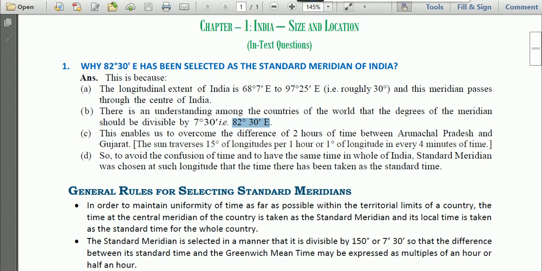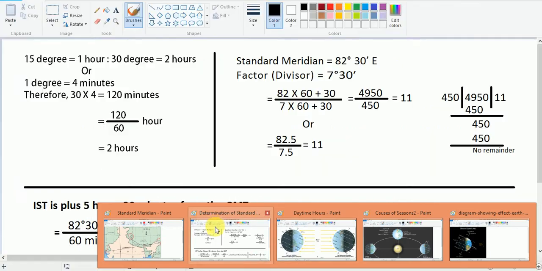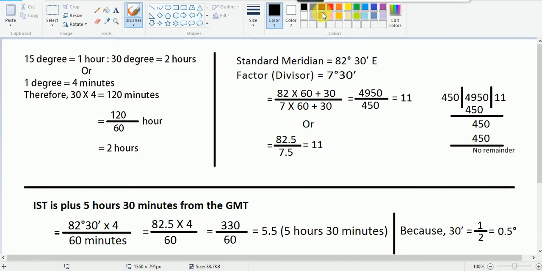Now let us check it. Let us divide it. See here, before we start, you must know that as I told you earlier, for every 15 degree of longitude, we have a time difference of 1 hour. That means 15 degree is equal to 1 hour. We know that the east-west extent of India is 30 degree, so for 30 degree, we have 2 hours.